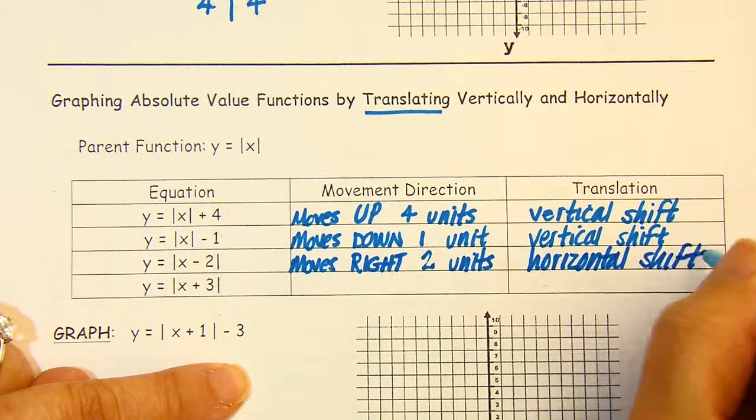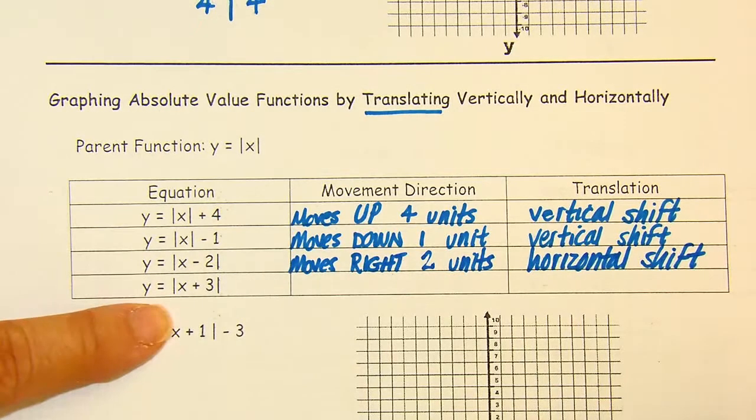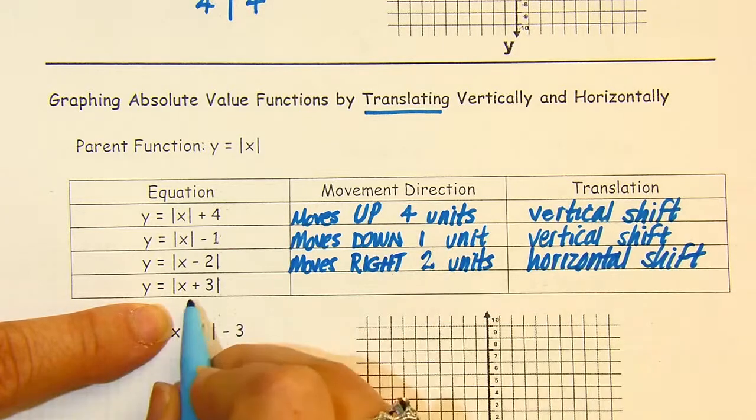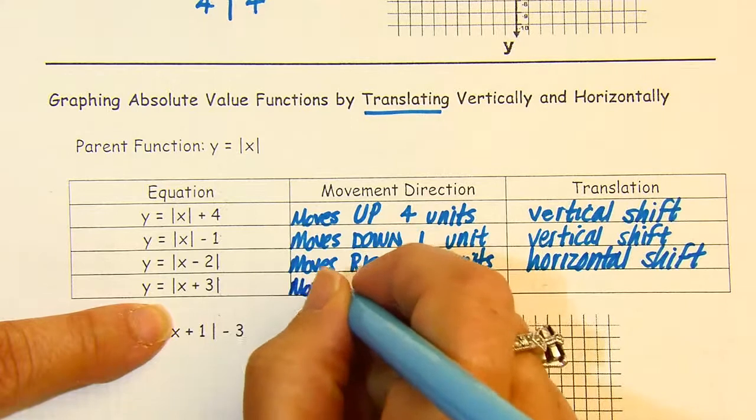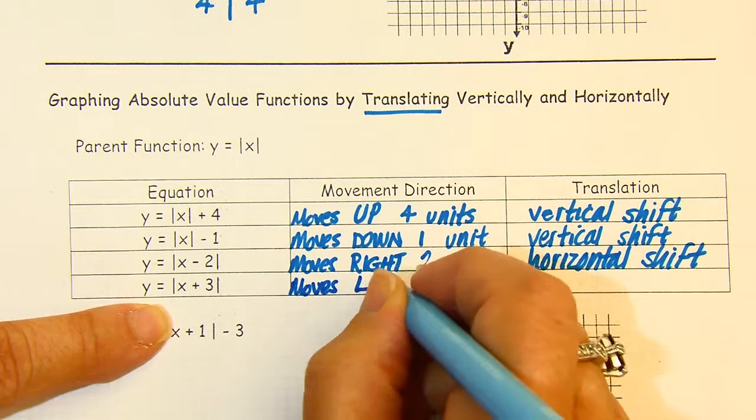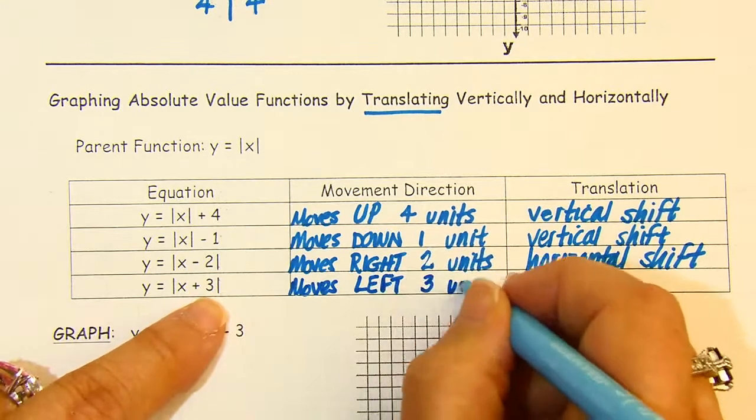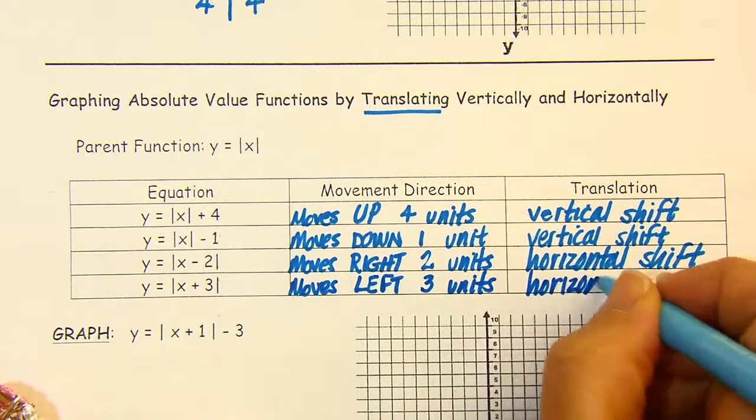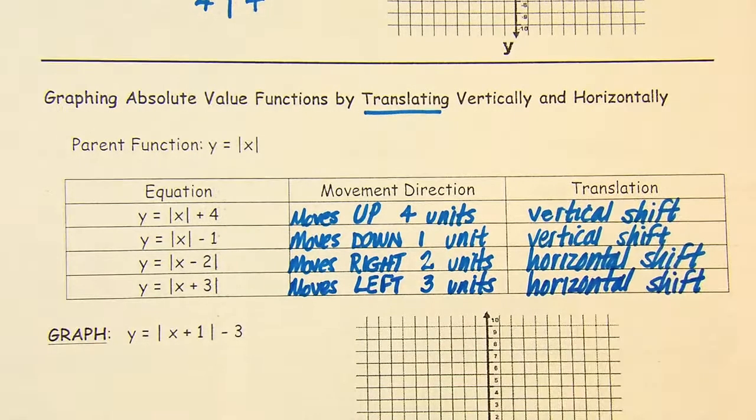I'm not sure if you did this in Algebra 1 or not. Okay, and again, this is grouped in here with x. And so what's going to happen is, instead of moving in the positive direction, it's going to move in the negative direction. So this is going to actually move left. This moves left 3 units. And once more, this is a horizontal shift of my graph of the absolute value parent function.